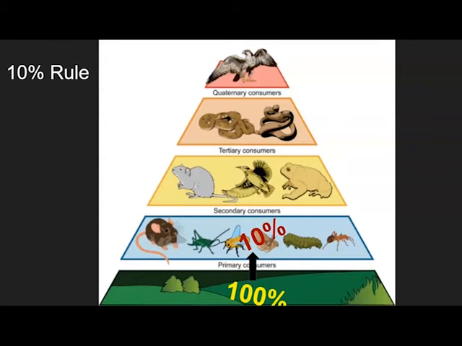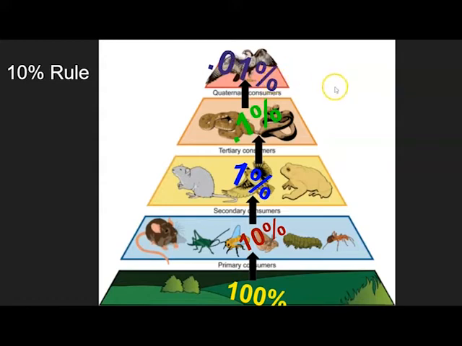A toad that eats the grasshopper will only receive 1% of the original amount of energy created by the grass. A snake that eats that toad will receive 0.1% of the original amount of energy, and a falcon or predatory bird that eats the snake will only receive 1/100th of the energy that the grass originally made.